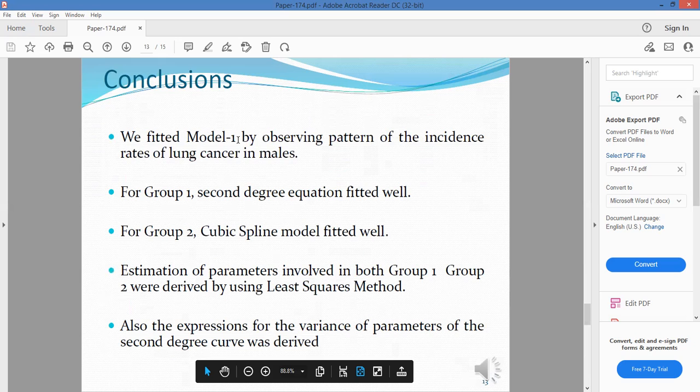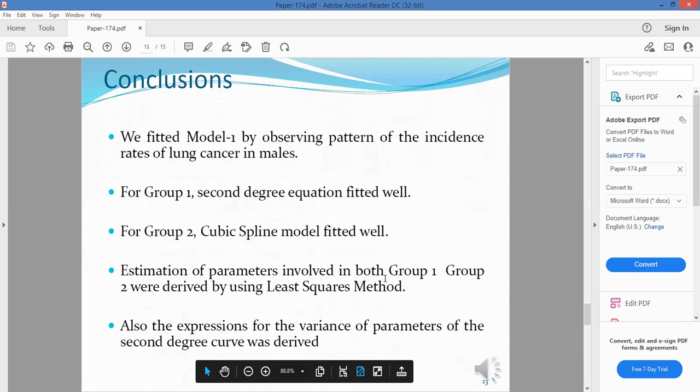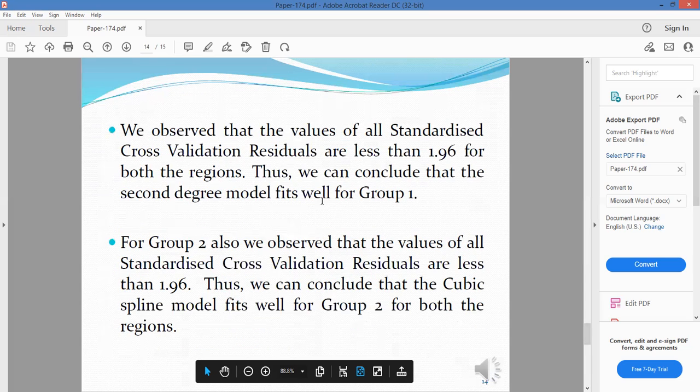So when we fitted model 1 by observing the pattern of incidence rate of lung cancer in males, for group 1 the second degree curve fitted well. For group 2, the cubic spline model fitted well. We also estimated the parameters involved in both group 1 and group 2 using the least squares method. Last but not least, we derived the expressions for the variance of parameters of the second degree curve.